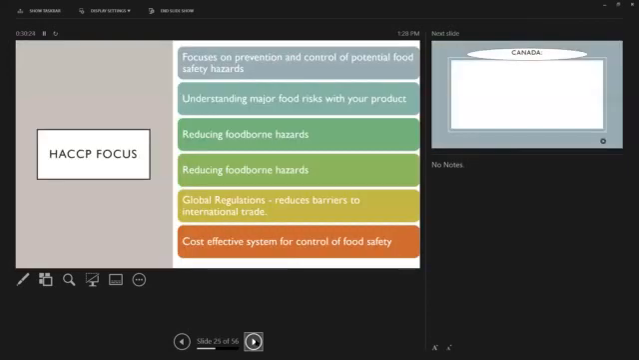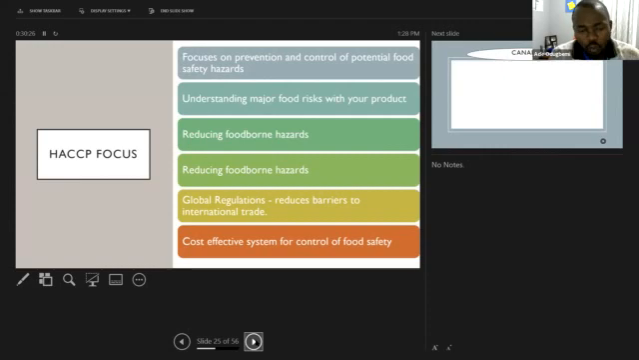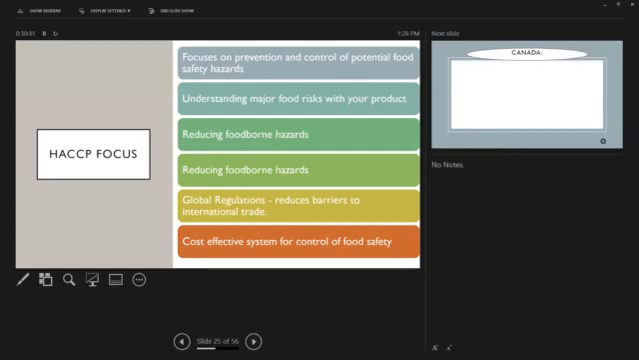So what is the focus point of HACCP? What do they stand for? Number one, like I said again, focus on prevention and control of potential or applicable hazards. Then understanding the major risks with your problem. We always say this general saying that a problem identified is half solved. But if you don't identify it, how do you solve it? HACCP is the tool for you to understand the risks and the hazards in your operation. Then it reduces foodborne hazards. Then it meets global regulation.